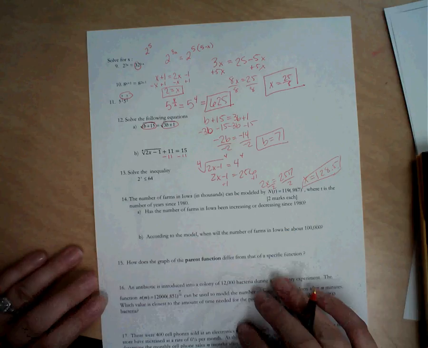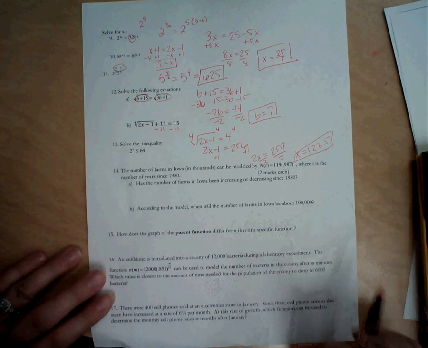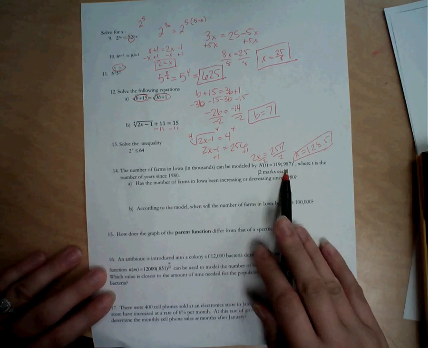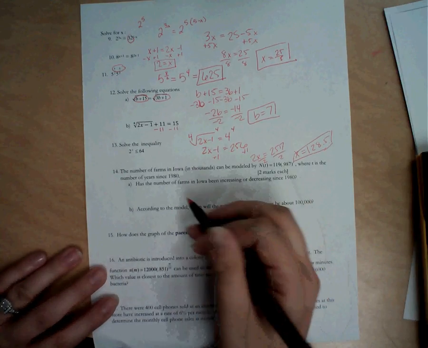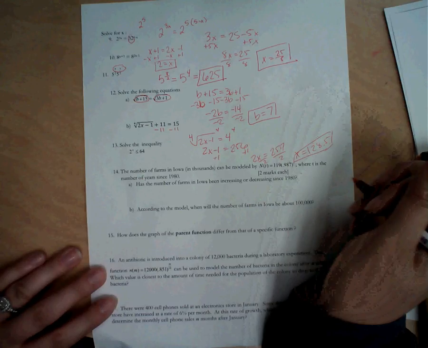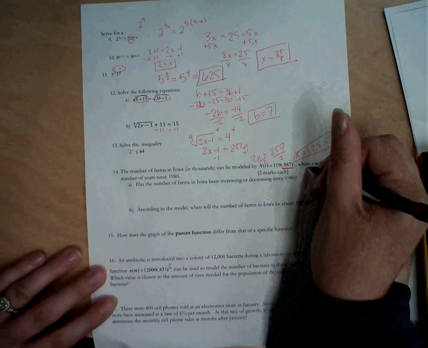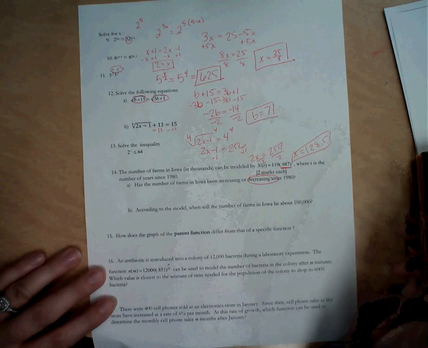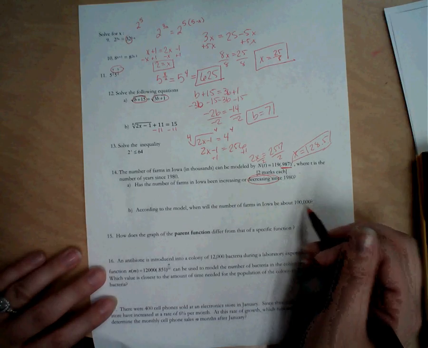Number 14. The number of farms in Iowa in thousands can be modeled by N of t is equal to 119 times 0.987 to the t, where t is the number of years since 1980. Has the number of farms in Iowa been increasing or decreasing? To see whether it's increasing or decreasing, we're looking at this number right here. If it is greater than 1, it's increasing. Less than 1, it is decreasing. So this is decreasing.